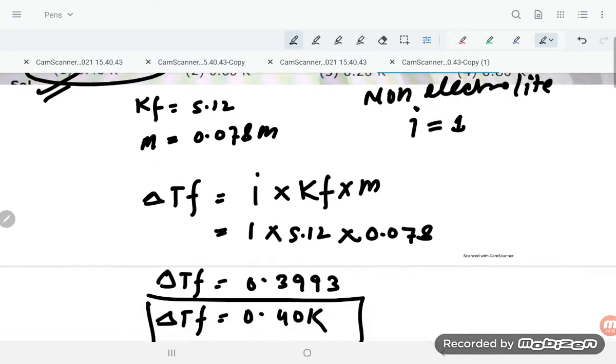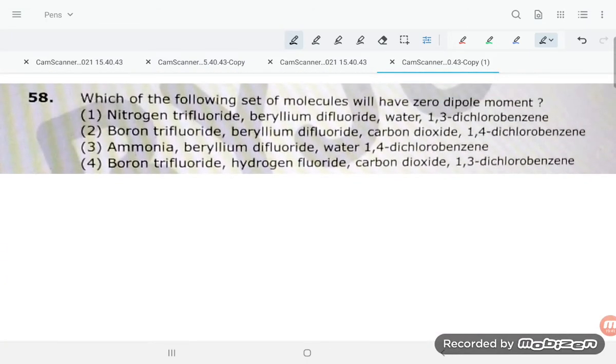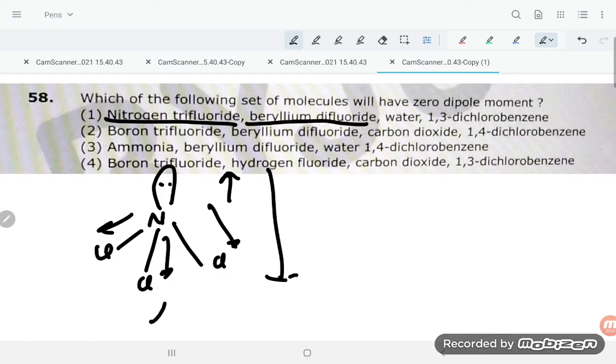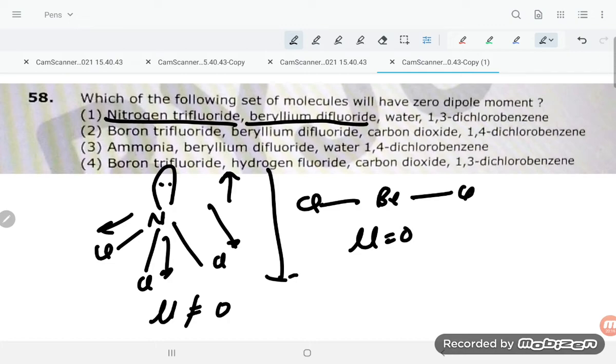Now let us have question number 58. Which of the following sets of molecules will have zero dipole moment? Nitrogen trifluoride: here is the bond, here is the bond, here is the bond, overall the dipole is going one way, so it cannot be 0. Beryllium difluoride, BeCl2, mu is equal to 0, but we need not check now, they are asking which have 0 dipole moment.